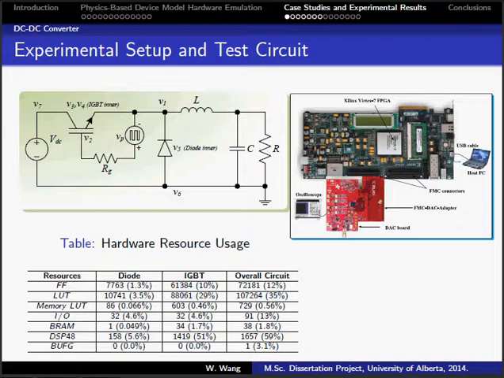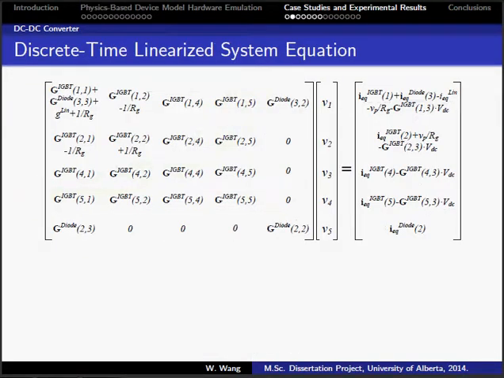This slide shows a 5-dimensional discrete time linearized system equation of the DC-DC converter. This slide shows a device-level DC-DC buck converter model, which is built on Saber.